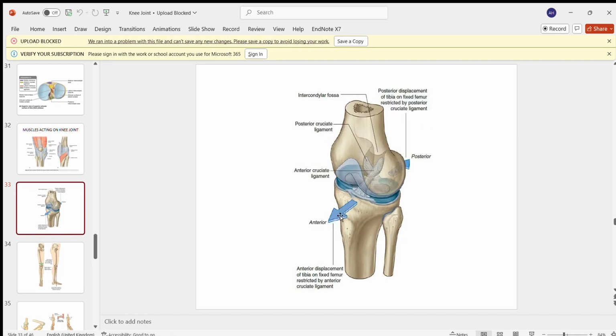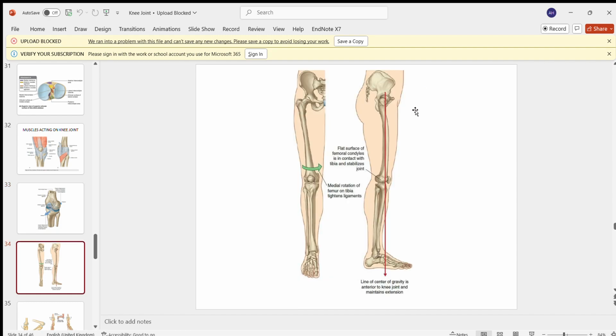Here again we can see that these are the cruciates. If there is damage to the anterior cruciate ligament, it leads to anterior displacement of the tibia. This is called anterior drawer sign. And if there is damage to the posterior cruciate ligament, it leads to posterior displacement of tibia. That is called the posterior drawer sign.